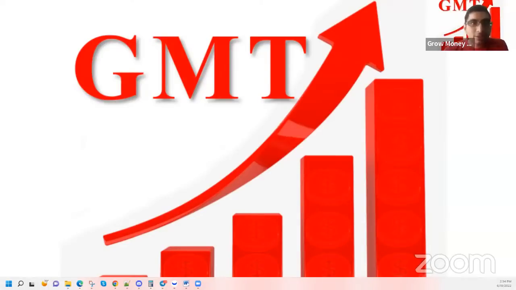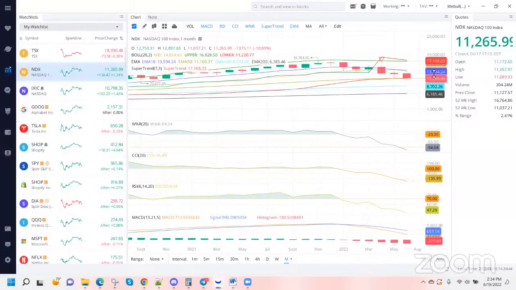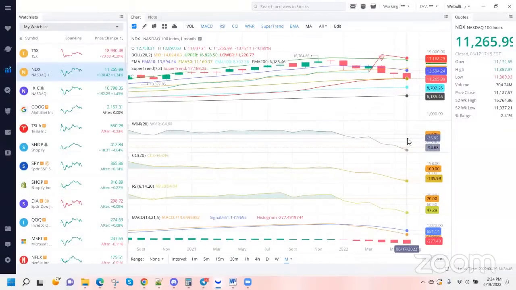And now let's talk about the indexes. Can you all see Webull? No. Not yet. Yes, yes. Okay, great.